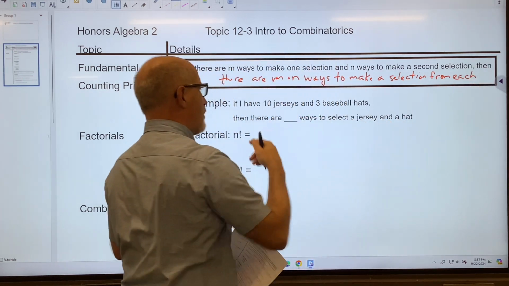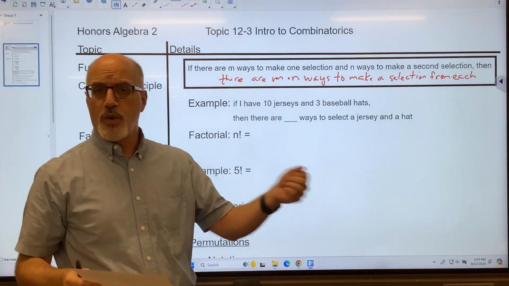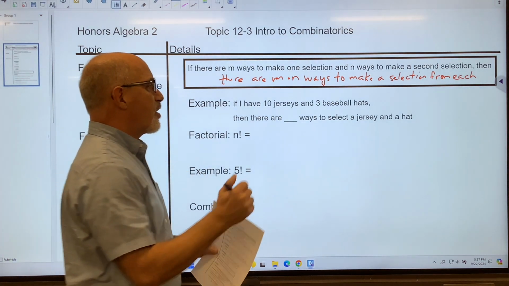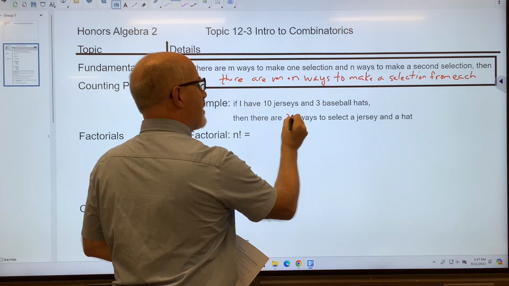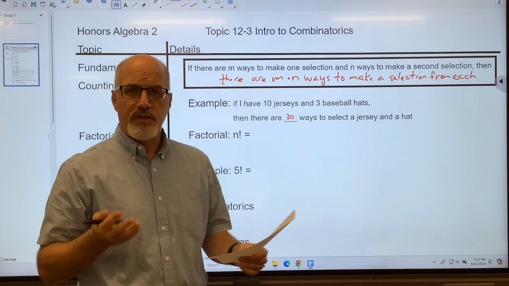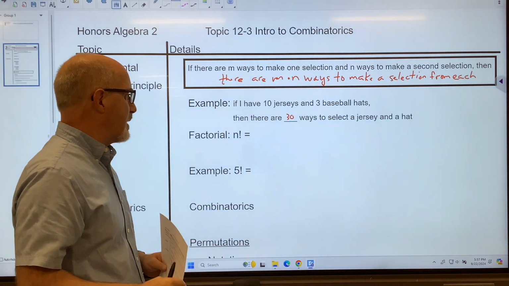As an example, if I've got 10 jerseys and 3 baseball hats, and I select a jersey and I select a hat, then there are 30 ways, 10 times 3, to select a jersey and a hat. So I would have 30 different combinations of a jersey and a hat.